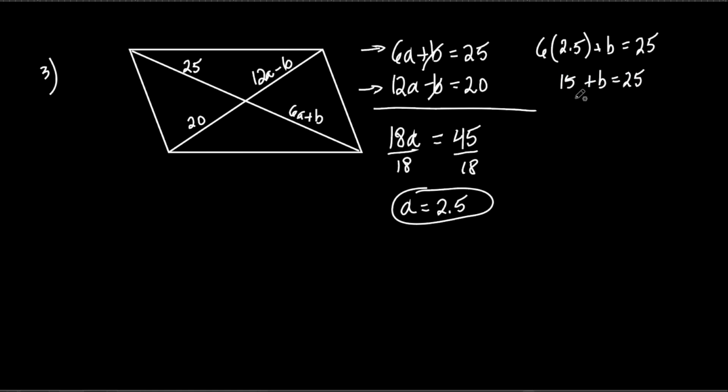Okay. And now we subtract 15 from both sides. And then b is 10. And there you go. That's your answer right there. It's really not that hard.